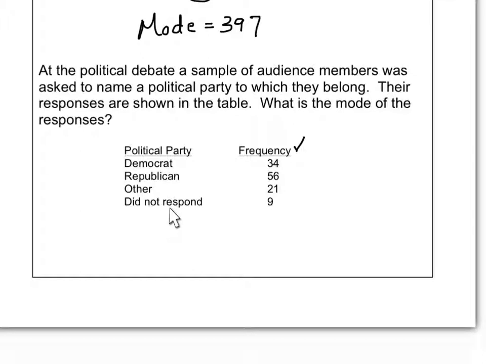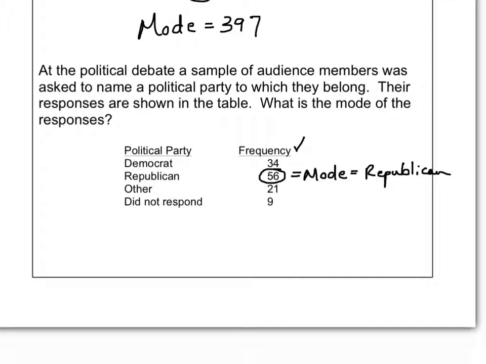So we need to figure out what's the one that occurred the most times. Well, as you look at your chart, 56 occurred the most. So that is the mode. That's the most frequent party. So the mode here is Republican. The Republican Party is what occurred the most.